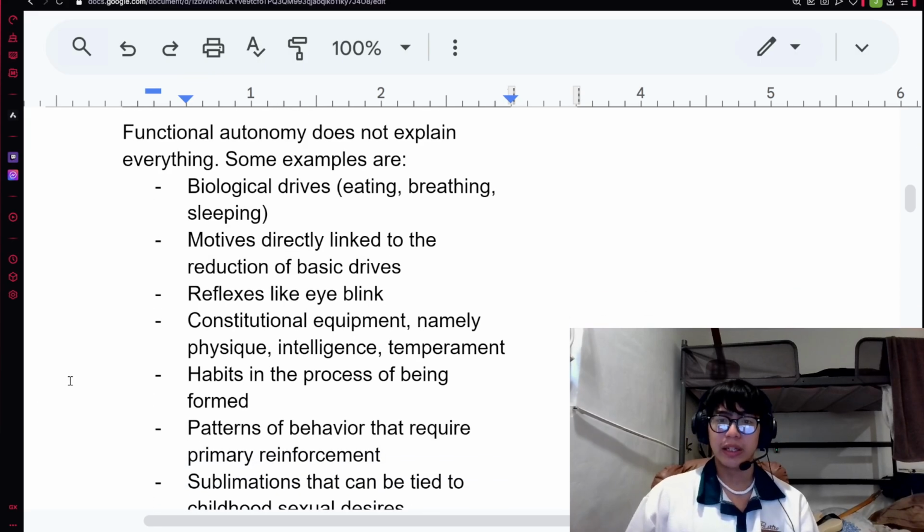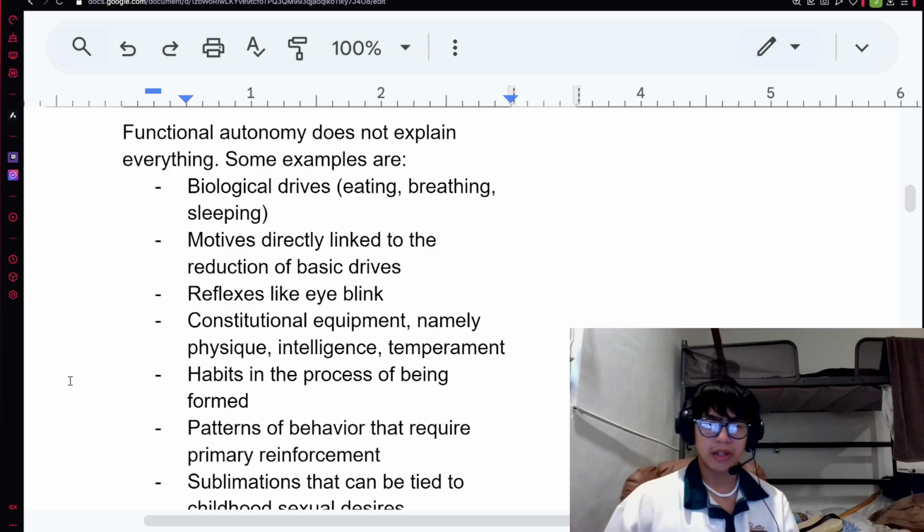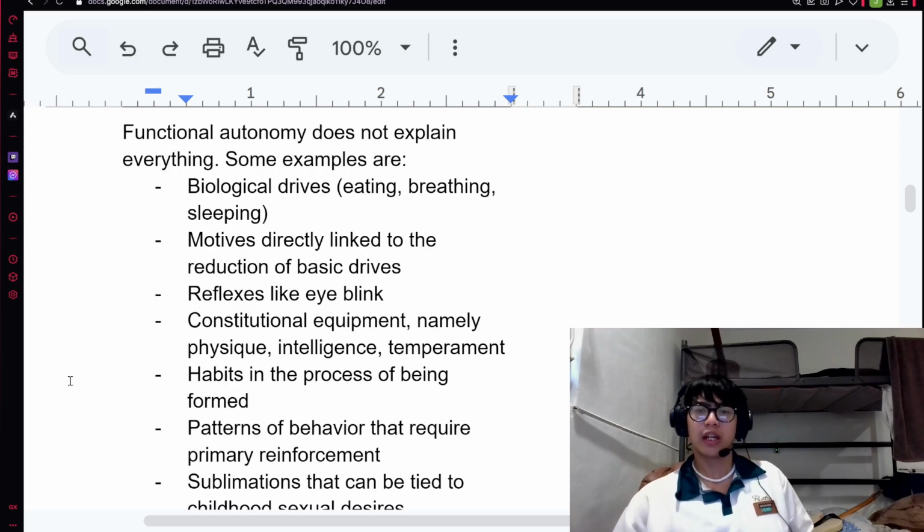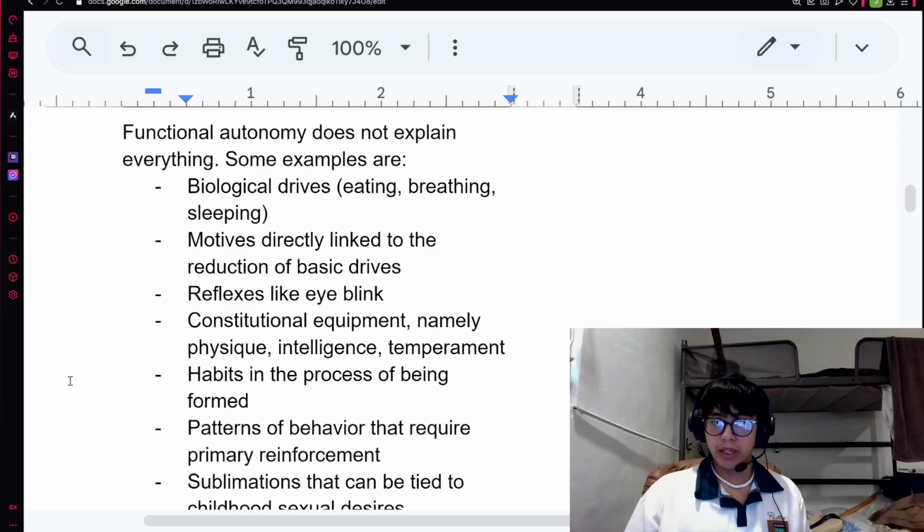Motives that are directly linked to the reduction of basic drives. I'm not exactly sure, I forgot what that means. Reflexes like eye blink. Those cannot be considered behaviors that have different motivations. Constitutional equipment. So, things like physique, intelligence, temperament, those cannot be under it, Gordon Allport didn't see them as one. Habits in the process of being formed. So in the process of being formed, it hasn't formed yet.